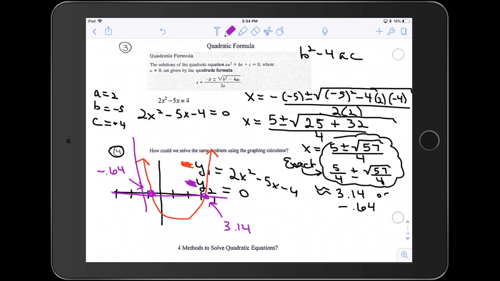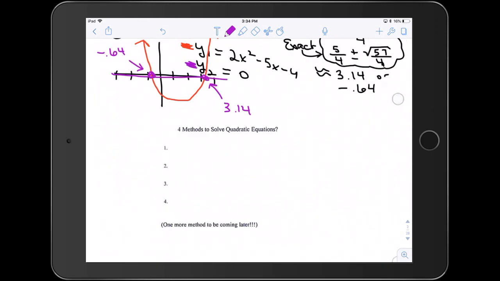Okay, oops. Let me come on down here. It says 4 methods for solving equations. Well, we just already talked about them. Factoring, square root method, they all have their pros and cons. The quadratic formula, and then lastly graphing.